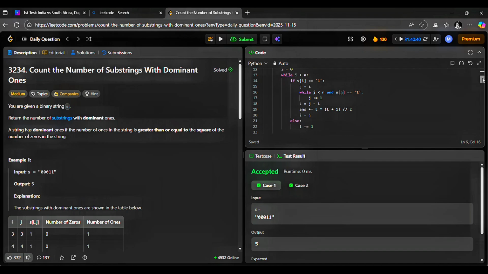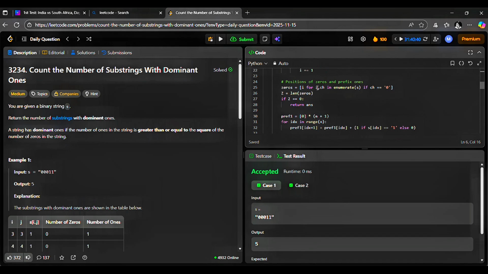Okay, coming to the next point. We have just collected the positions of all zeros, so that's why we have written zeros = [i for i, ch in enumerate(s) if ch == '0'], z = len(zeros). Here we list all the indices where zeros appear. This lets us know exactly where zeros lie without scanning the string repeatedly. If z is equal to 0, we would have returned earlier, so we continue.